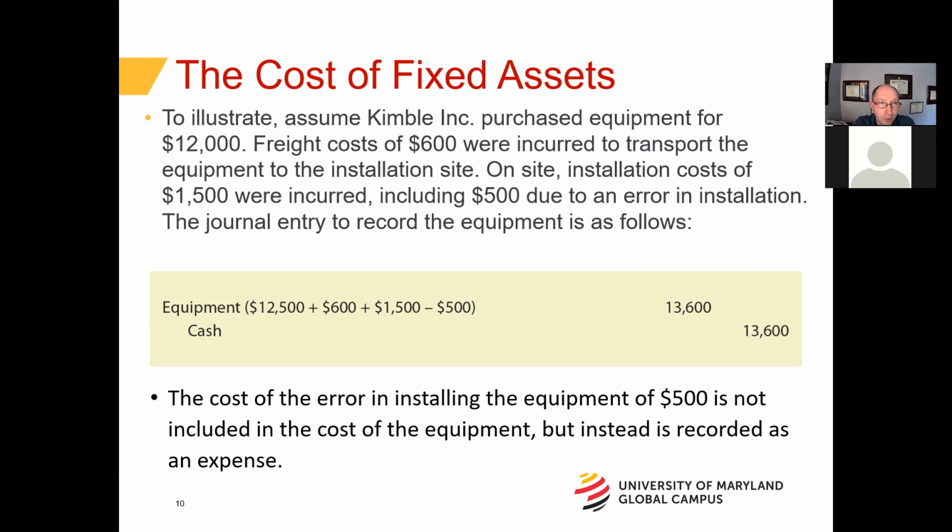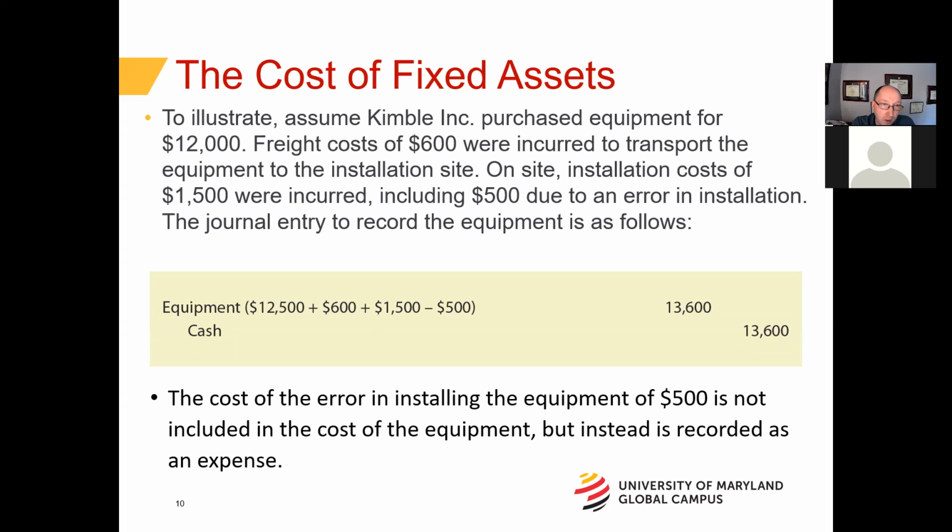So here's an example. Our company purchased some equipment for $12,000. The freight of the equipment to ship it to us was $600. The installation cost was $1,500, and there was a $500 error due to the installation. So, how do we compute that? This basically says how much is the equipment really worth. So, when we record equipment, we need to take into consideration not just the purchase price, but also freight and installation. So, how do we compute it?